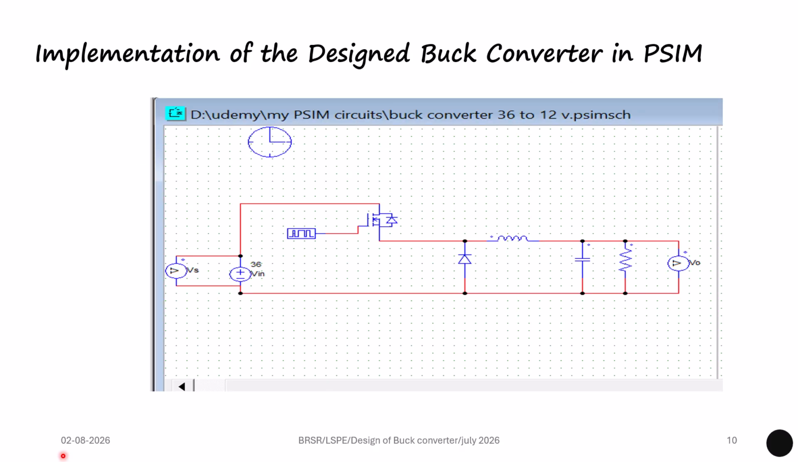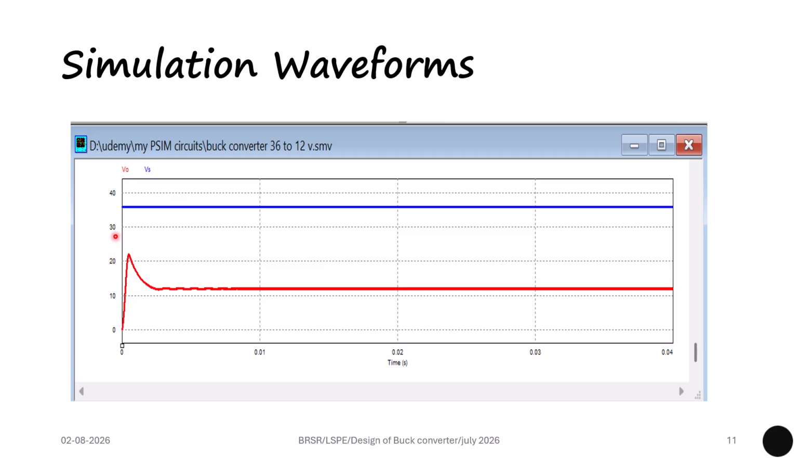Using the final parameters, the circuit is simulated using PSIM and the output voltage waveform is seen as in the next slide. Here we can clearly see that the input voltage is 36 volts marked by the blue line and the output voltage is 12 volts. So by knowing the input voltage and the output voltage, by calculating the duty ratio, L value, C value, we will be able to simulate a buck converter using PSIM.